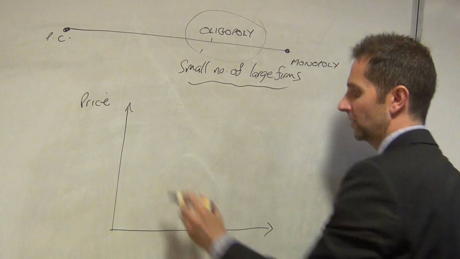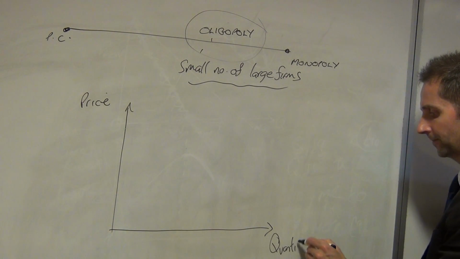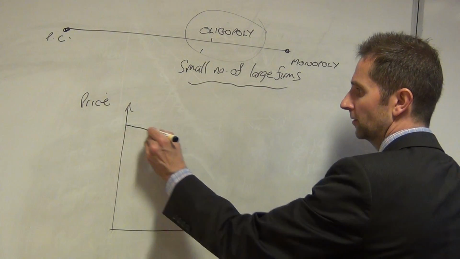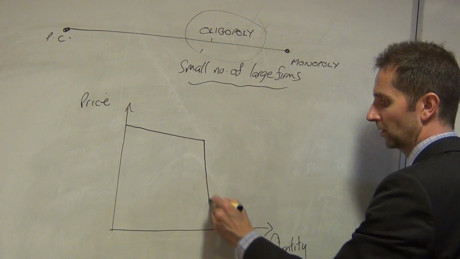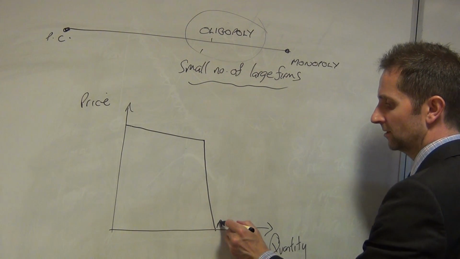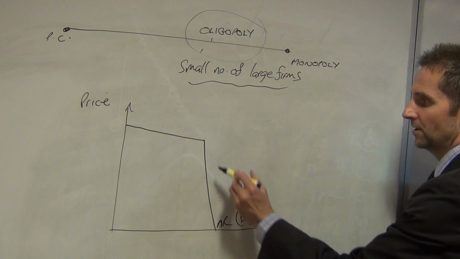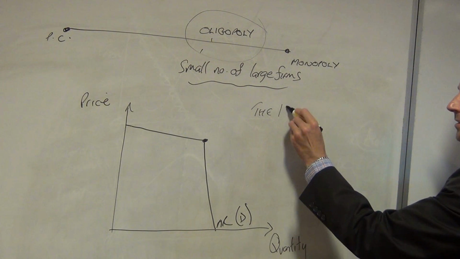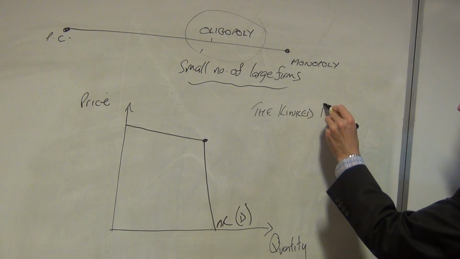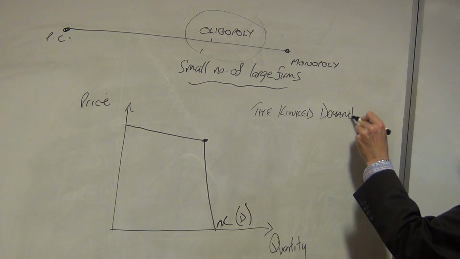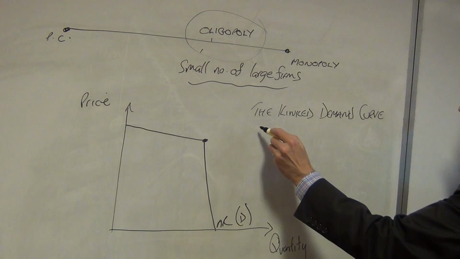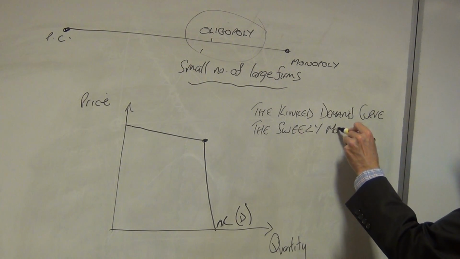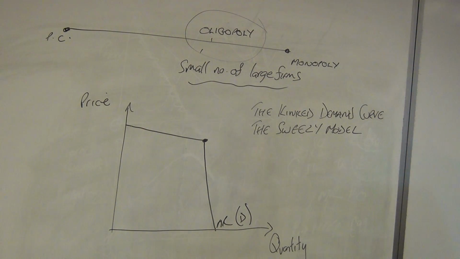Once again, price, quantity, and we're going to draw on an AR curve. You'll know that to be the demand curve, but the AR curve in this instance has a kink in it at this point here, which is why it's sometimes referred to as the kinked demand curve. It's also known in some textbooks as the Sweezy model. So why does it have the kink in it?